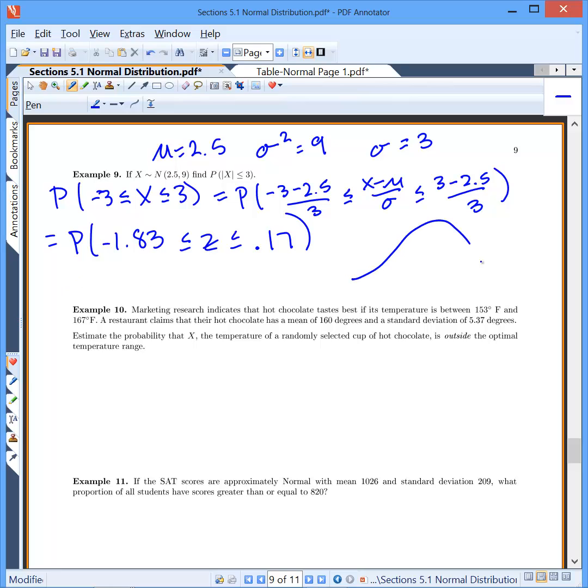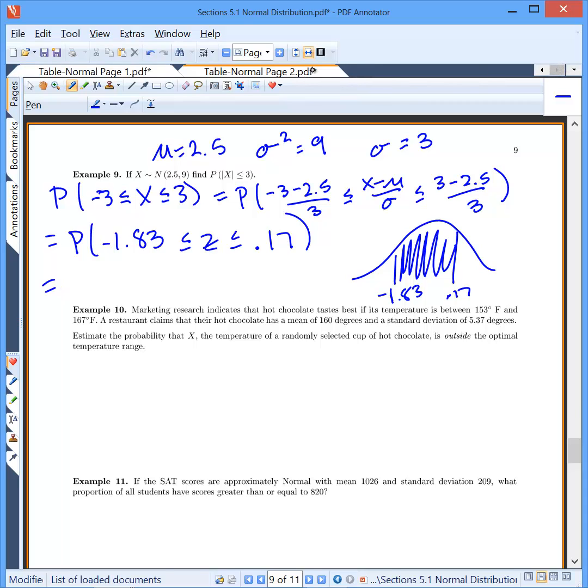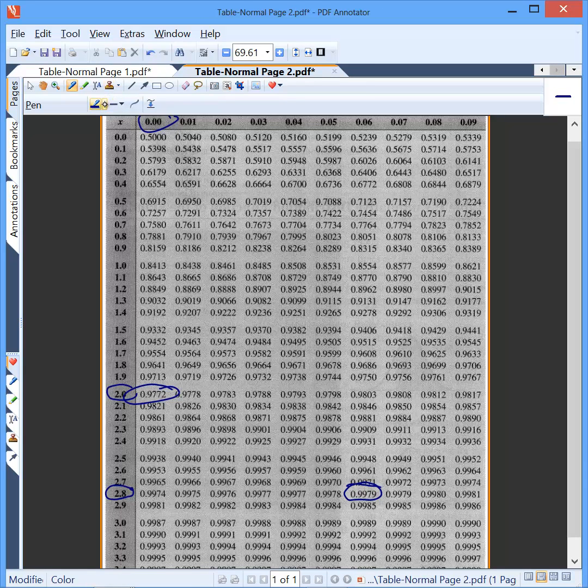And then if I was to draw my picture, here's my 0.17, here's my negative 1.83, and I'm looking for the area in between. So I need to find all the area to the left of 0.17, all the area to the left of negative 1.83, and subtract to get the area in the middle. So if I look up 0.17 on my chart, z equals 1.7.0.1 and go over to the hundredths place for 7, so 0.5675.